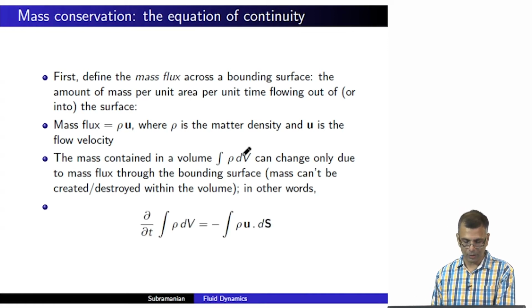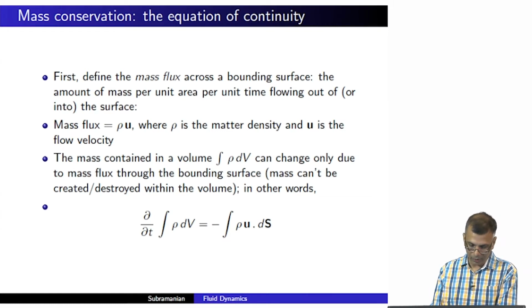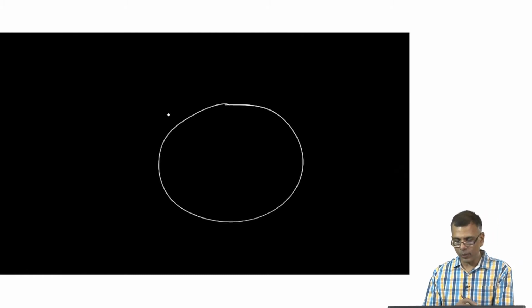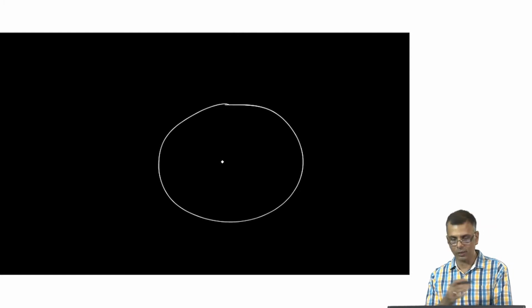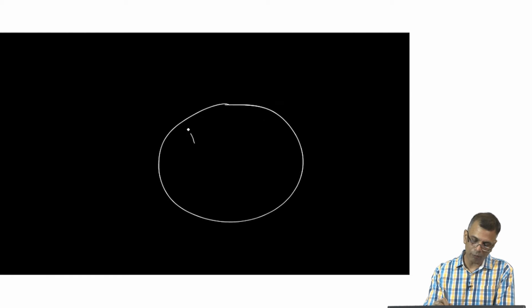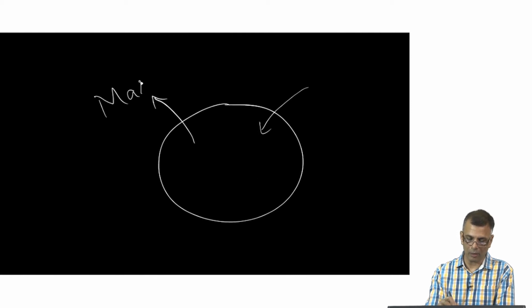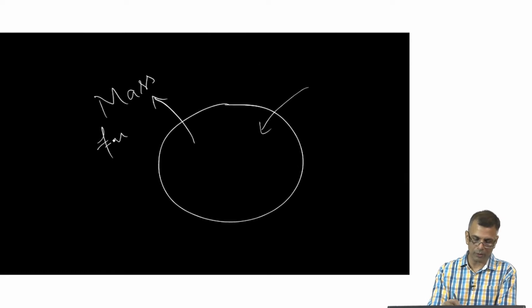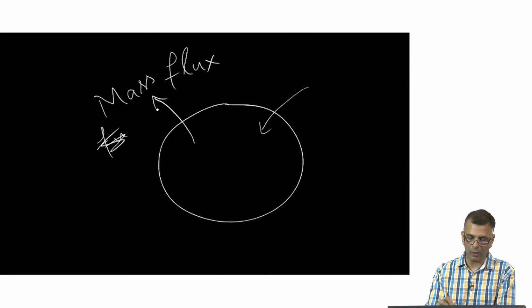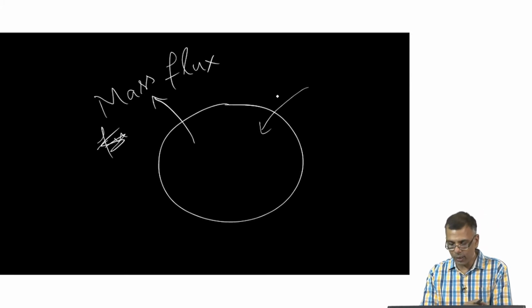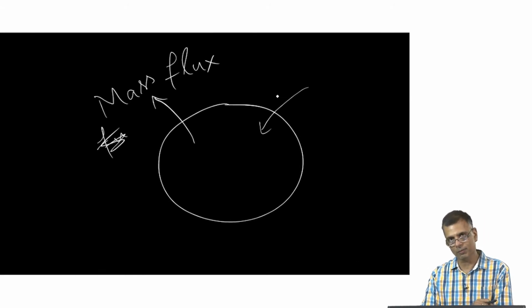In other words, before looking at this equation, let's go back and do a little sketch. Suppose you have some kind of a bounding surface like this. The whole point is you cannot magically create or destroy mass inside here. So if there's a change in the mass inside here, that can either increase or decrease, that can only be because of mass flux flowing out or flowing in like this. That's the only way the matter density inside this volume can change.